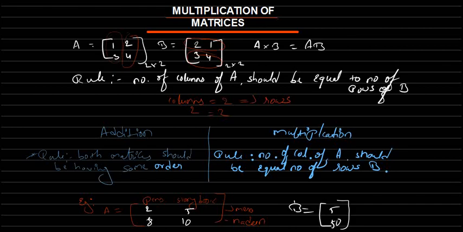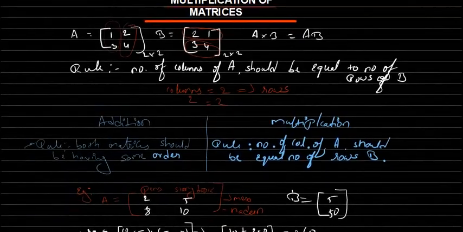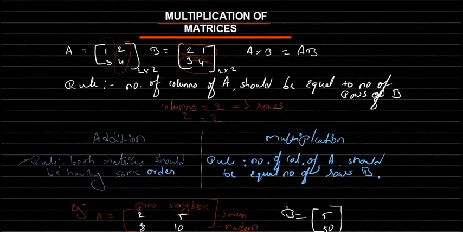Before moving to the example, I would like to share one or two things with you. It is a multiplication of matrices. So the rule is the number of columns of A should be equal to the number of rows of B. I hope you people know this one. I think you are good with this.